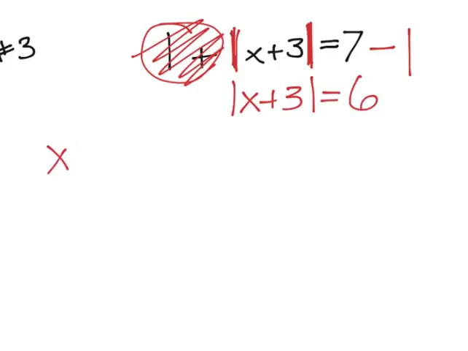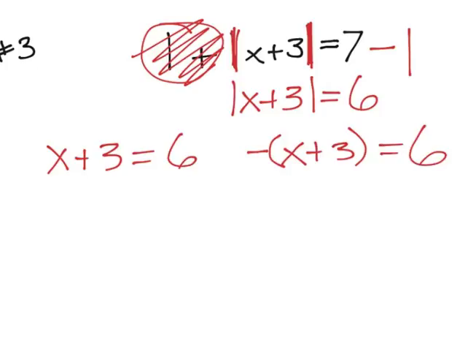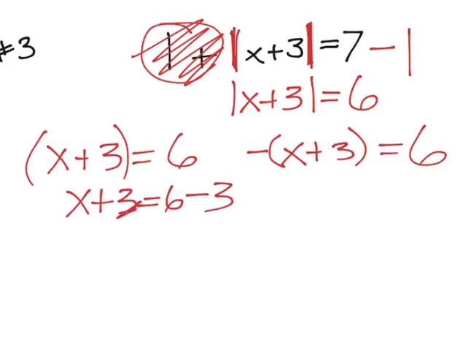Well, I know that x plus 3 equals 6. That's the easy one. What's the other possibility? Negative (x plus 3) equals 6, because they can be a positive or a negative. And I can put these little parentheses right there if that'll help you think. But you have to understand that one of them was positive, and then I wrote the other one negative. Now what do I do here? I have x plus 3 equals 6. Well, plus 3, that means minus 3. So x equals 3.